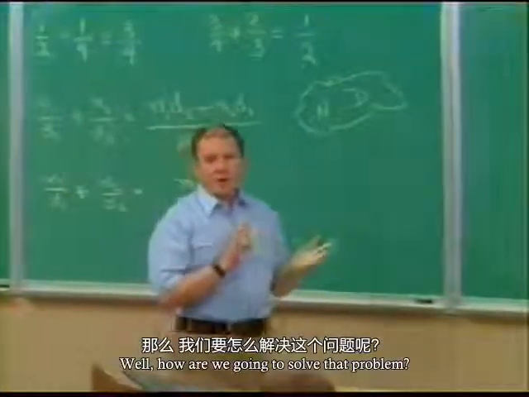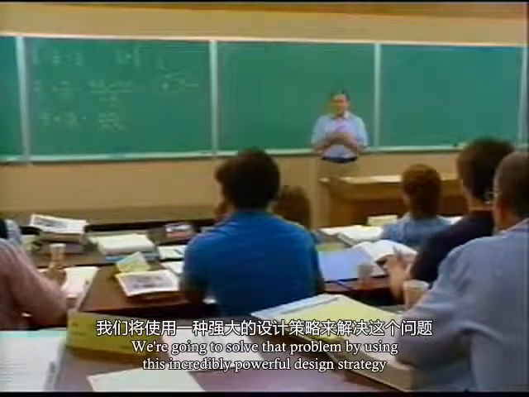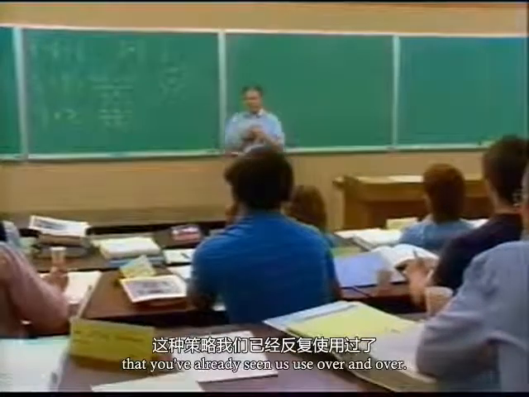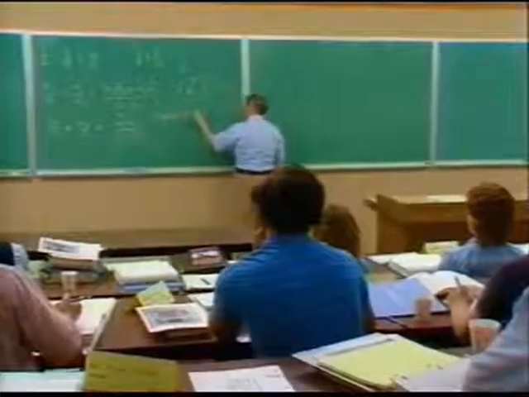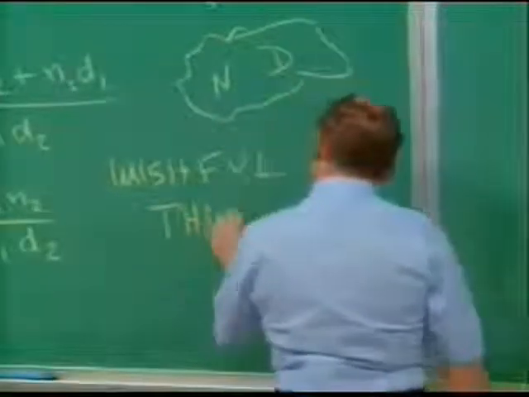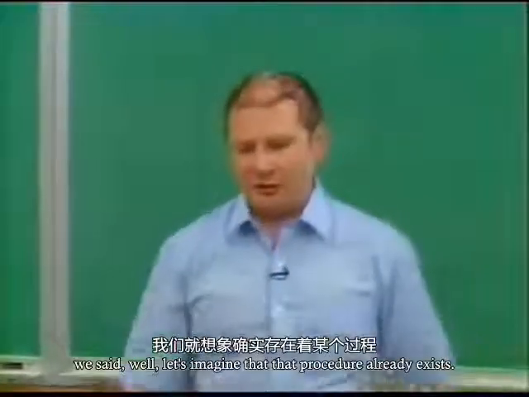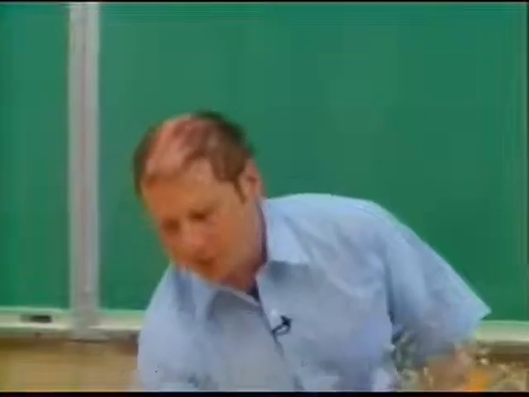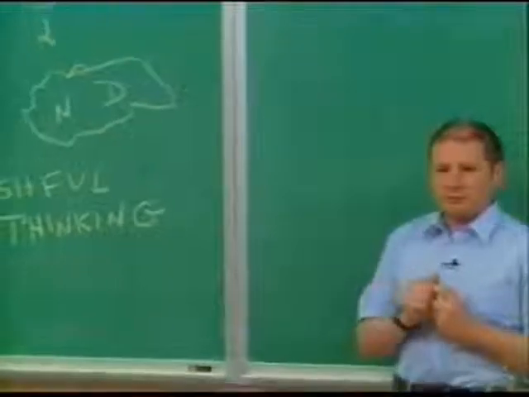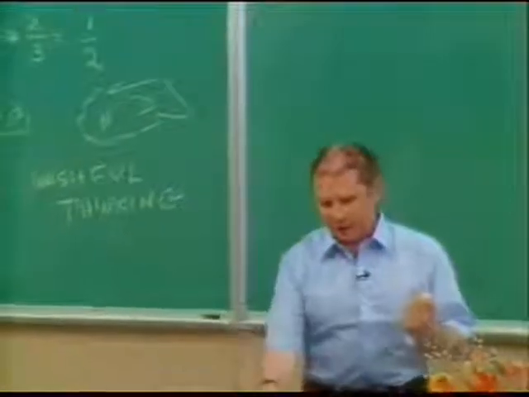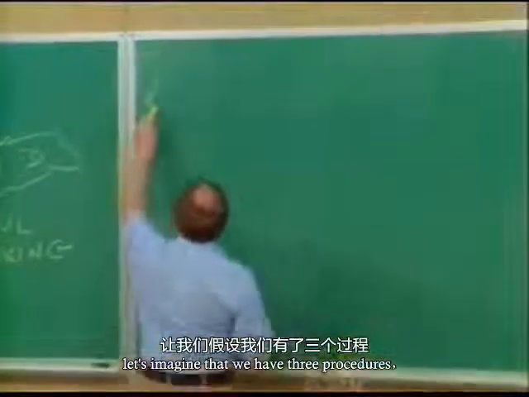Well, how are we going to solve that problem? We're going to solve that problem by using this incredibly powerful design strategy that you've already seen us use over and over. And that's the strategy of wishful thinking. Just like before, when we didn't have a procedure, we said, let's imagine that that procedure already exists. We'll say, let's imagine that we have these clouds. Now, more precisely, what I mean is, let's imagine that we have 3 procedures.